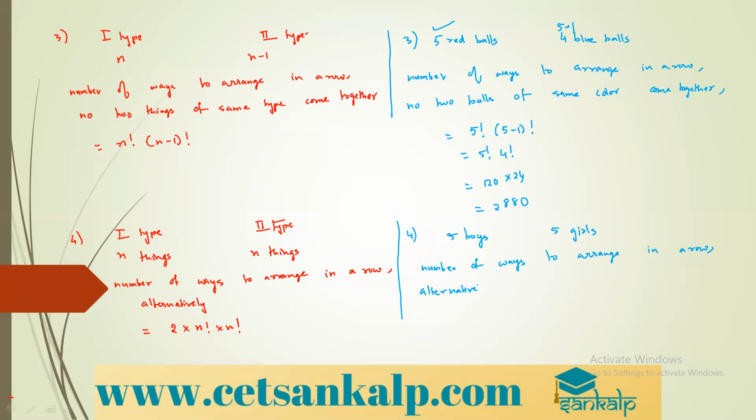alternatively. We will arrange one boy, one girl, one boy, one girl, because otherwise, if all girls sit together, they will be talking. They will not listen to anything. If all the boys sit together, they will be shouting. That is why they have to be arranged alternatively. That can be done in 2 into number of boys 5 factorial, number of girls 5 factorial. That means it will be 2 into 120 into 120. So the number of ways of arrangement is 28,800.